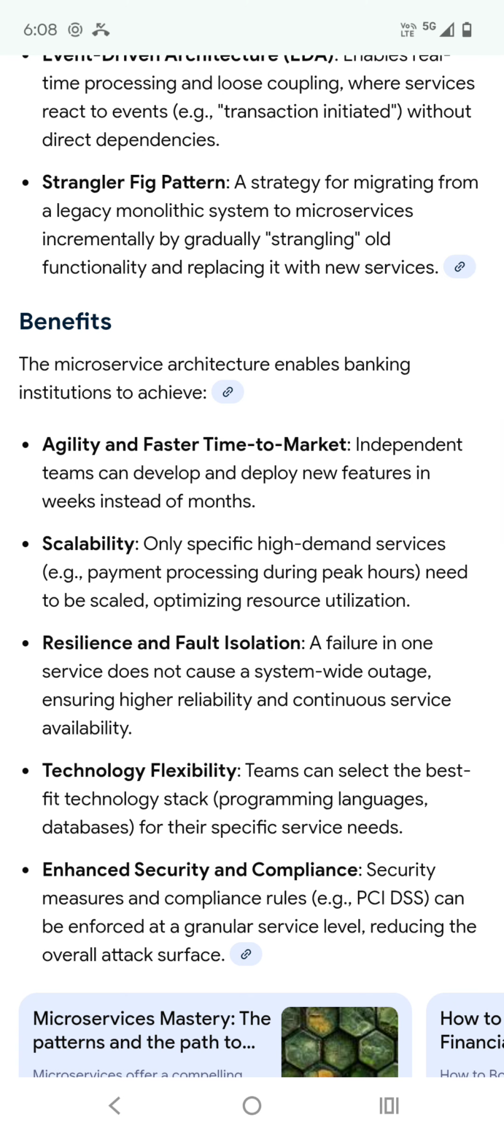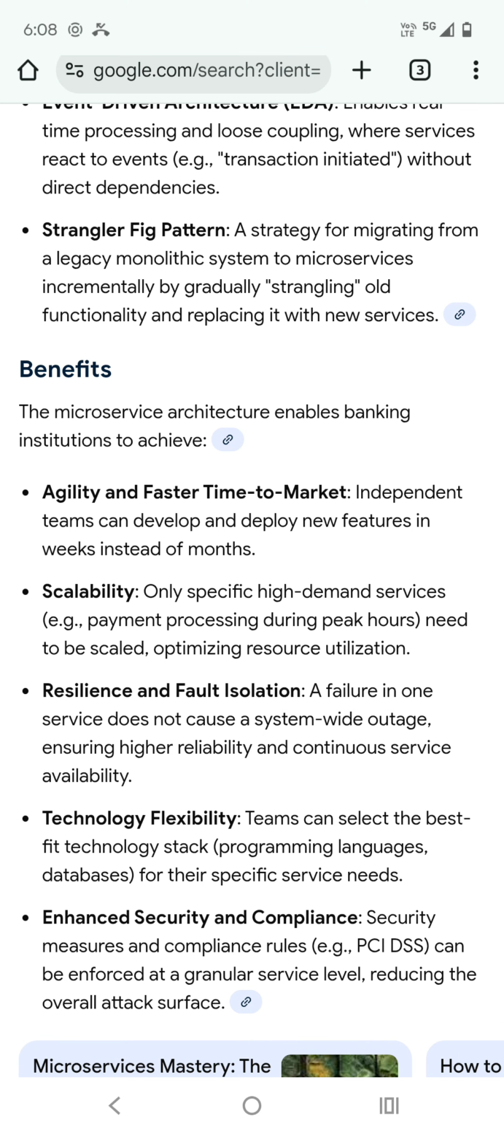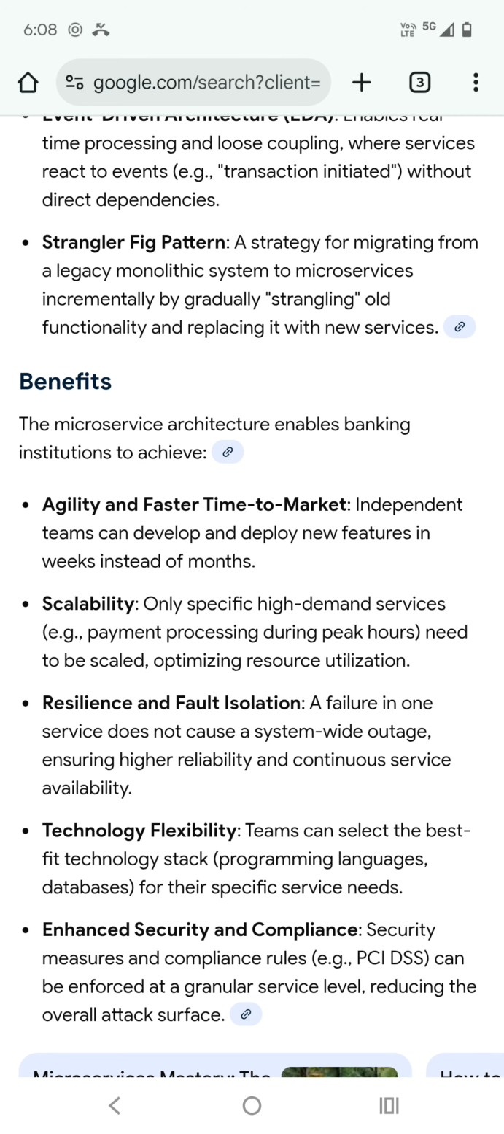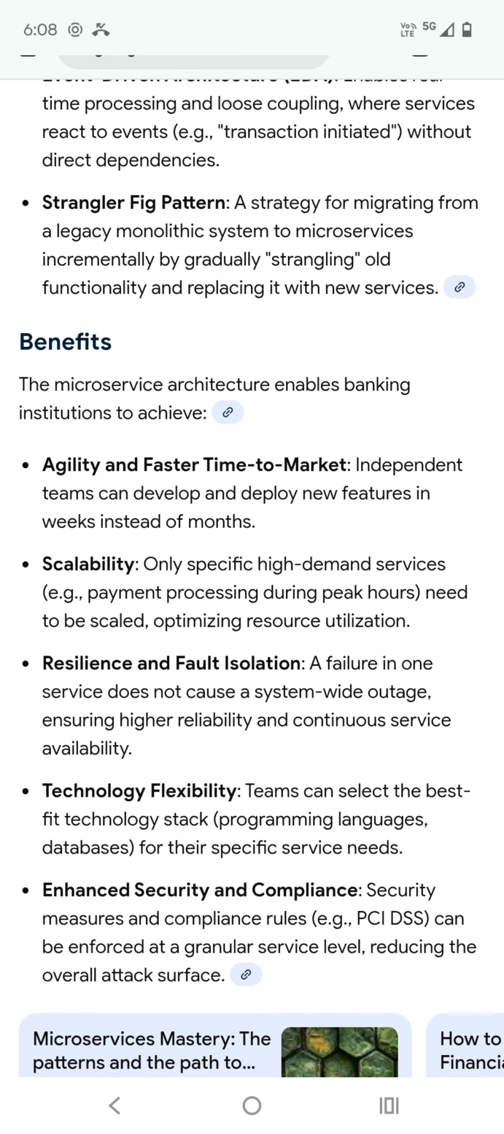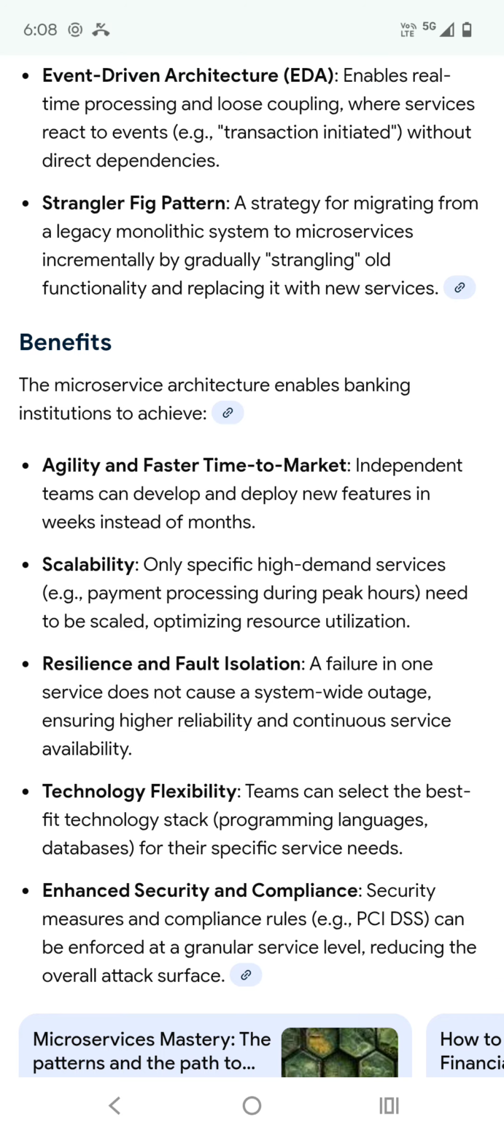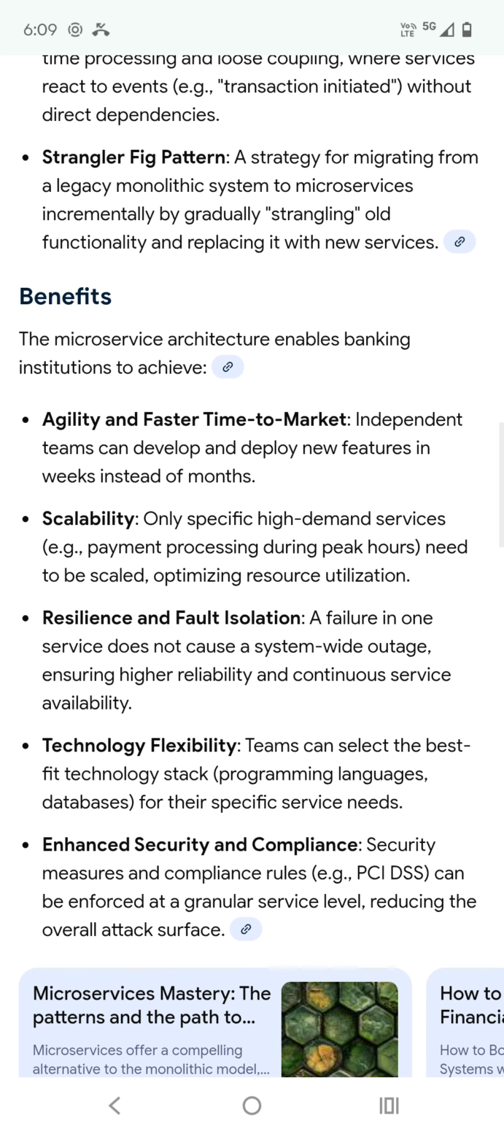Okay, and the benefits I want to go through very quickly. Agility and faster time to market, right? The development is much faster, and scalability is there. You can scale services on demand, since each service is independent of the others. You can scale any particular service whenever you want, and make proper resource utilization. Then resilient fault isolation, fault tolerance. As I told you, we can create a very resilient system in case of failures and outages. There will be high reliability and continuous service availability.